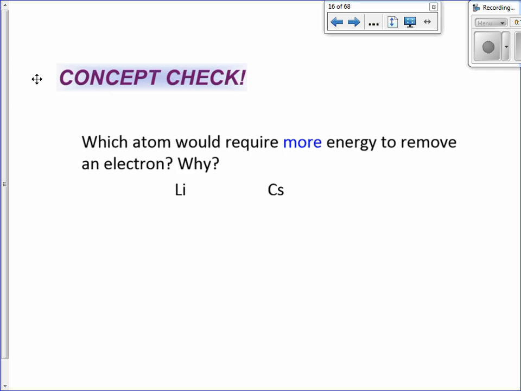All right, let's look at this one. Which atom will require more energy to remove an electron and why? Lithium or cesium? Cesium's down below in that same column. Lithium. Why? Higher effective nuclear charge because it doesn't have as many core electrons. So you don't have lots of shielding going on, right? It's a much smaller atom. So that effective nuclear charge is going to play a role.